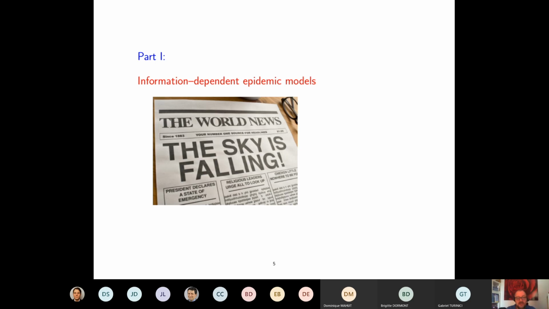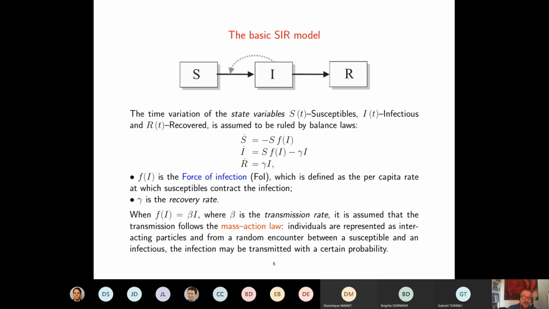So let us start from the first part, the information-dependent epidemic models. So the role of information on the behavior of people and the feedback that this may have on the transmission of the disease. So the very starting point is the basic SIR model. I think all of us are familiar with this kind of modeling.